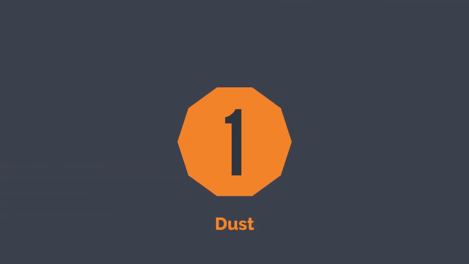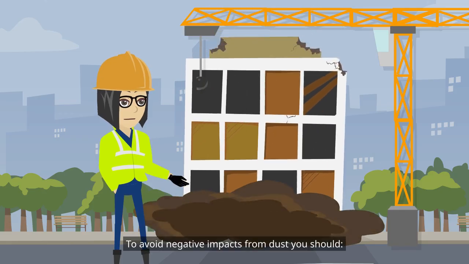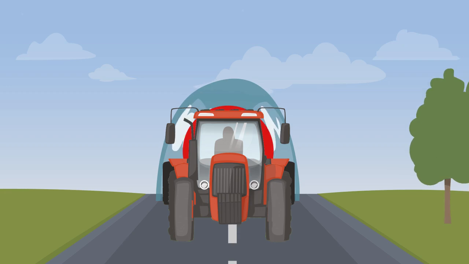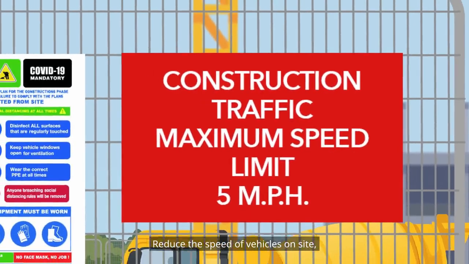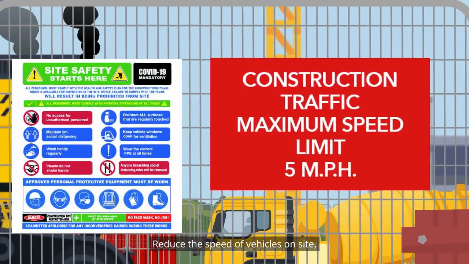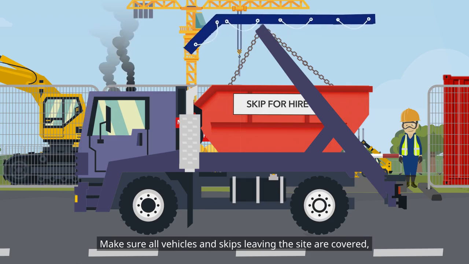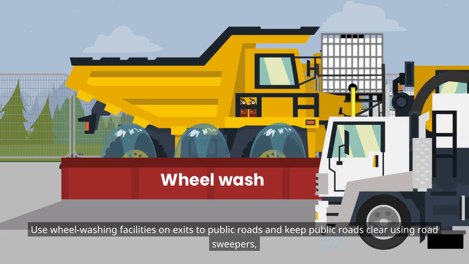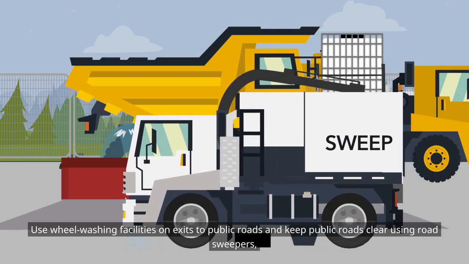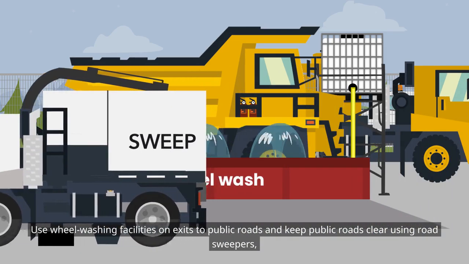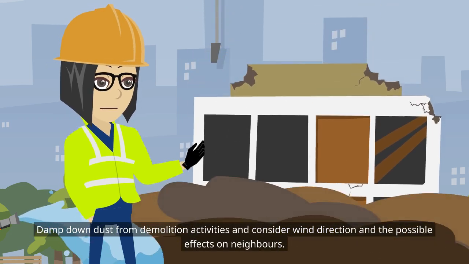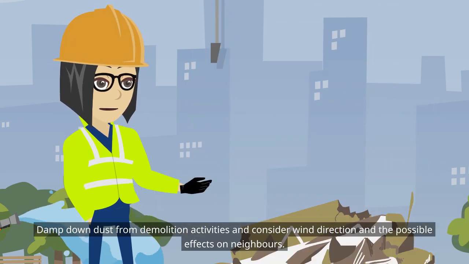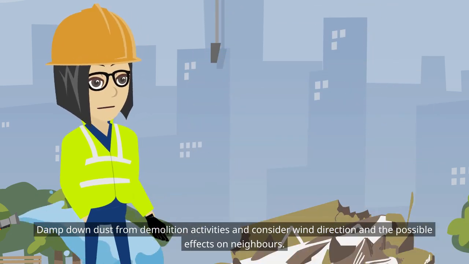Dust. To avoid negative impacts from dust, you should damp down haul roads and stockpiles in dry weather. Reduce the speed of vehicles on site. Make sure all vehicles and skips leaving the site are covered. Use wheel washing facilities on exits to public roads and keep public roads clear using road sweepers. Damp down dust from demolition activities and consider wind direction and the possible effects on neighbors.